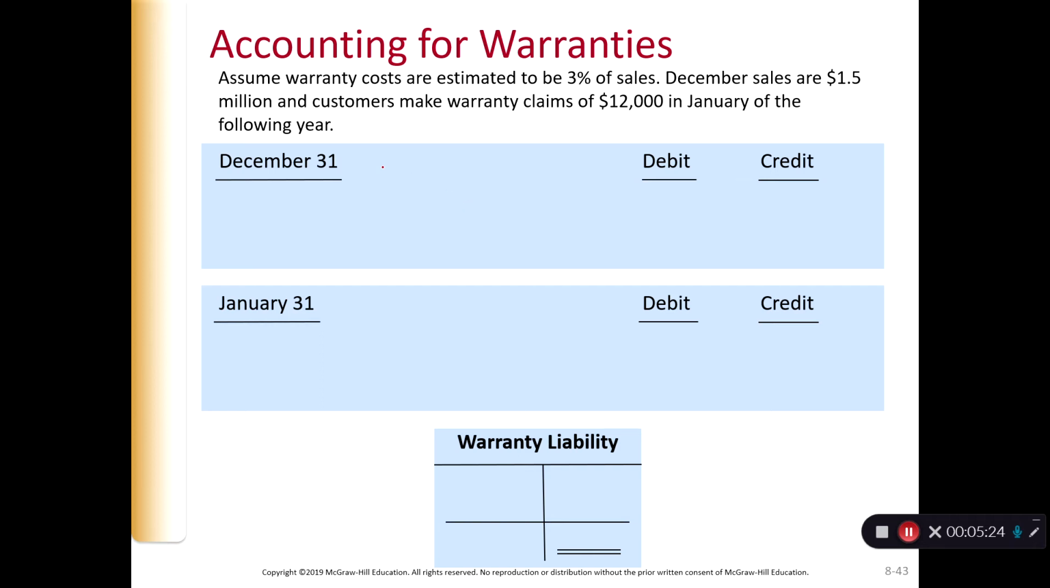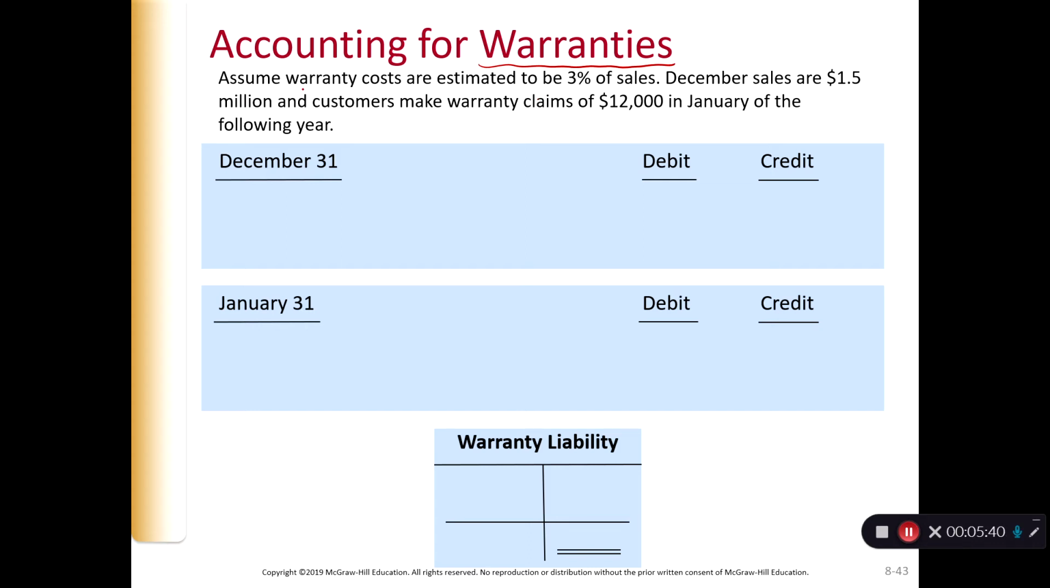Okay, so now we want to look at warranties. A lot of times when we buy stuff, we are given a warranty. We give a 1 year warranty, which means that it can either come back to be repaired or you can replace it, right?